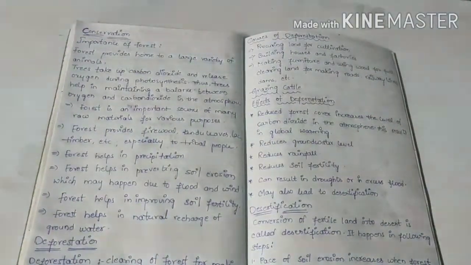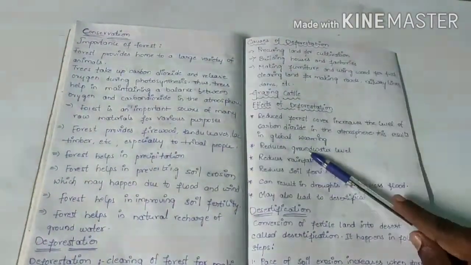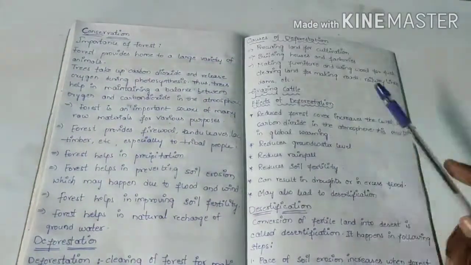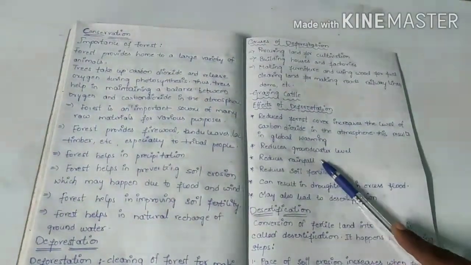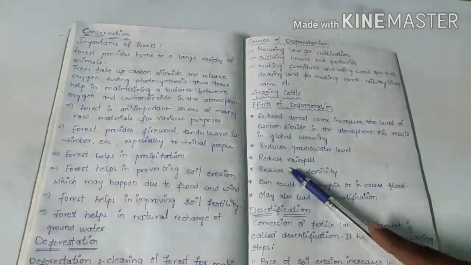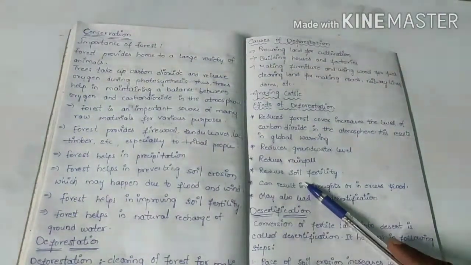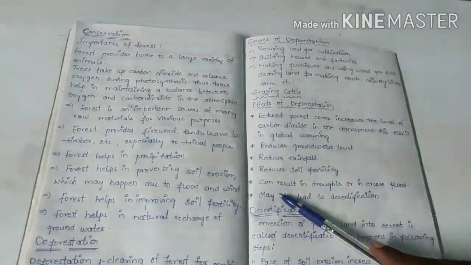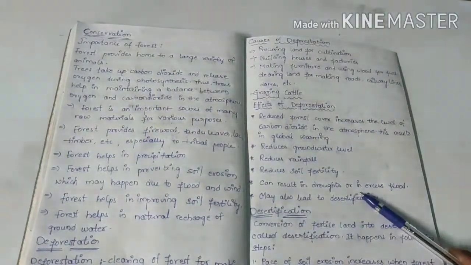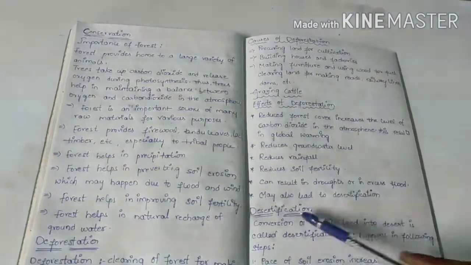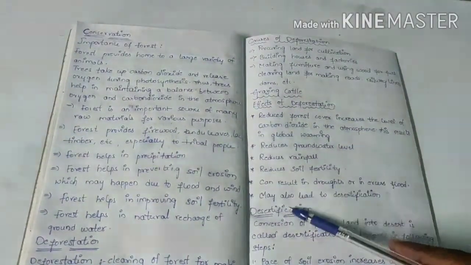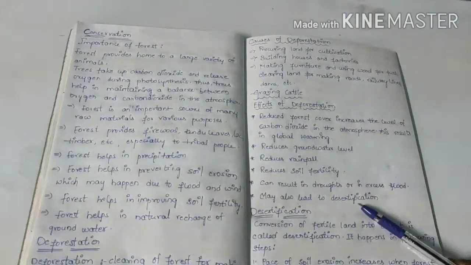That means it will increase the groundwater level. If we go for deforestation, what will happen? It will reduce the groundwater level, reduce rainfall, and reduce soil fertility. Deforestation can result in droughts or excess floods. It may lead to desertification also.